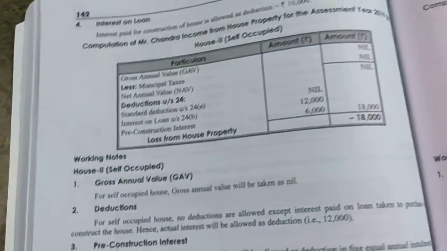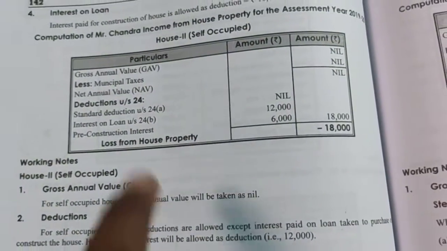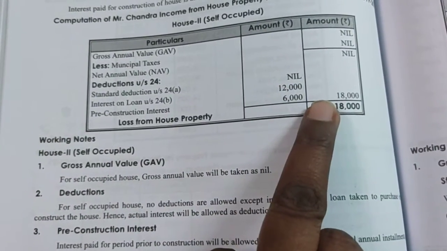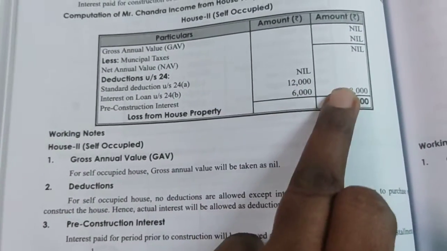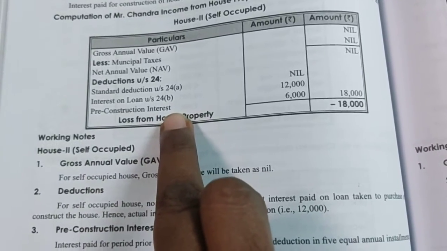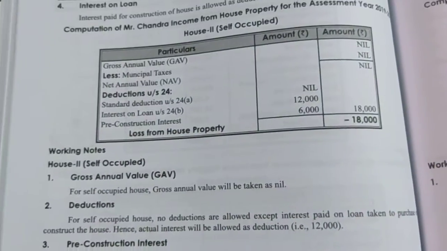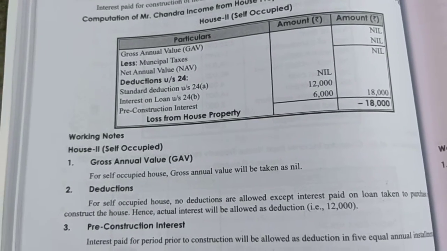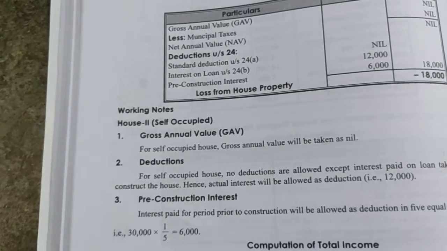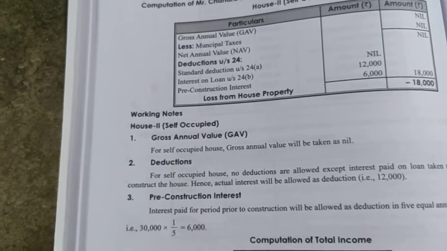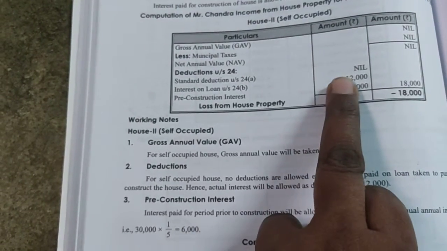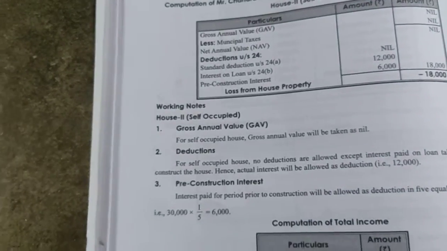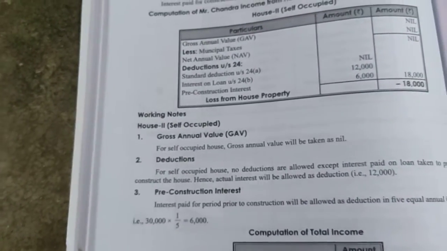So GAV nil, municipal taxes nil, NAV is nil, standard deduction is also nil. Only interest on loan under section 24B, 12,000, that is current year interest, and pre-construction interest. In case of pre-construction interest, already I have said we should divide it into 5 equal installments. So 30,000 divided by 5 you have to do. You will be getting 6,000. Okay, 12,000 plus 6,000 is 18,000.